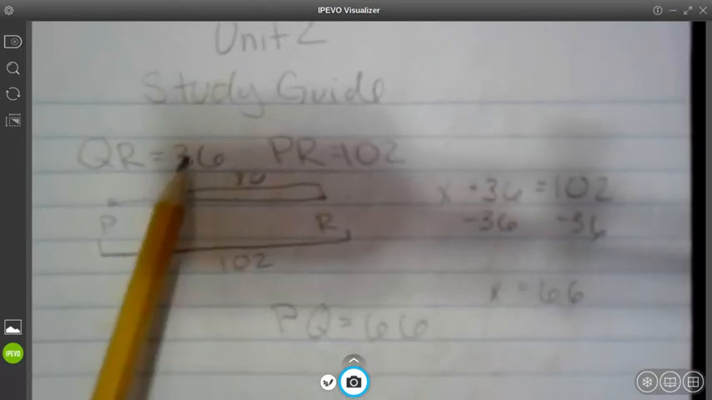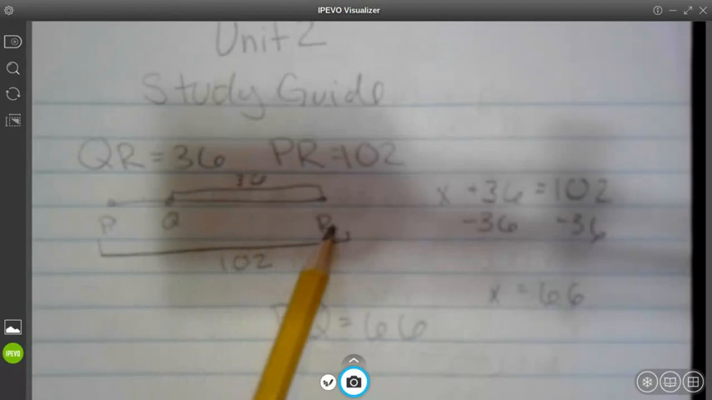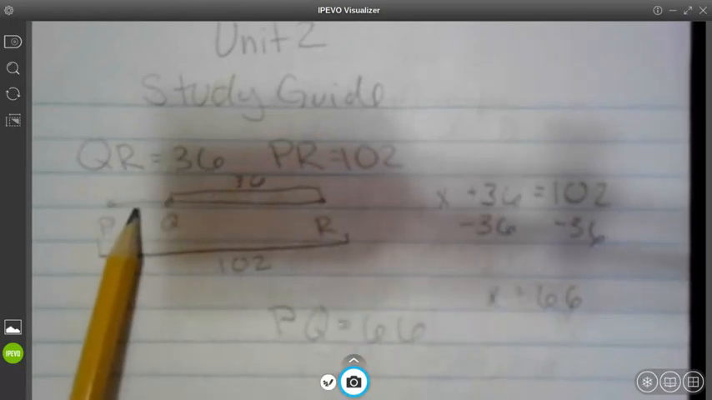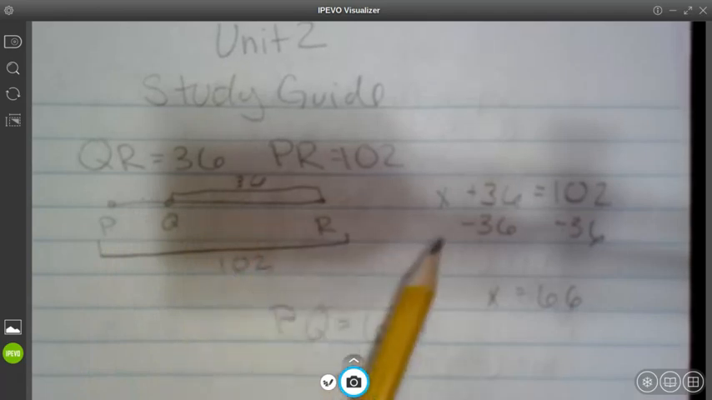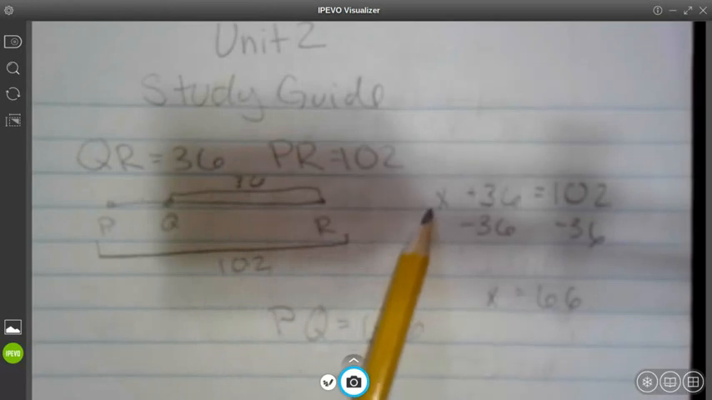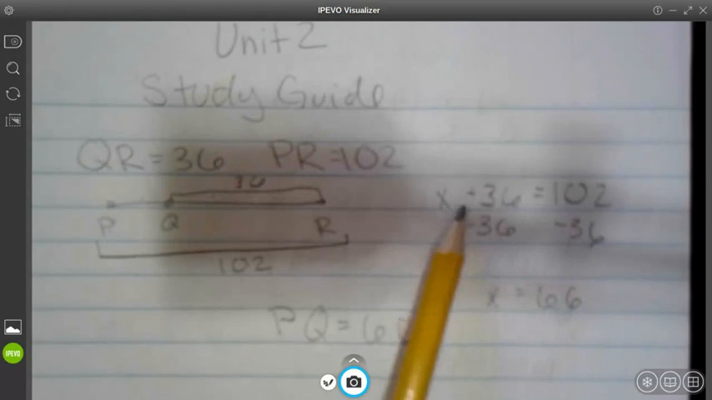So for this one, this is the information I was given. I've drawn it out, I've labeled it, and over here we're telling our story. Our story is part plus part equals the whole, and we're given one part and the whole. So over here, here's our story: part plus part equals the whole.